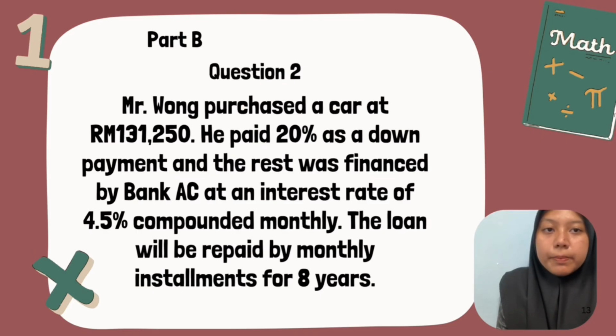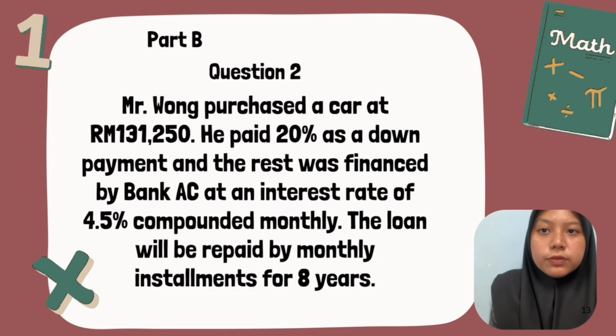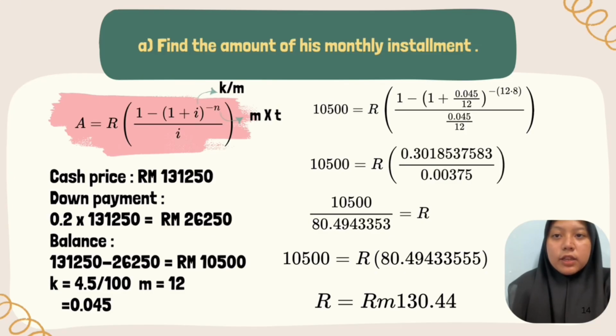Question 2, Part B. Mr. Wong purchased a car at 131,250. He paid 20% as a down payment and the rest was financed by Bank AC at an interest rate of 4.5% compounded monthly. The loan will be repaid by monthly installment for 8 years. Question A. Find the amount of his monthly installment.